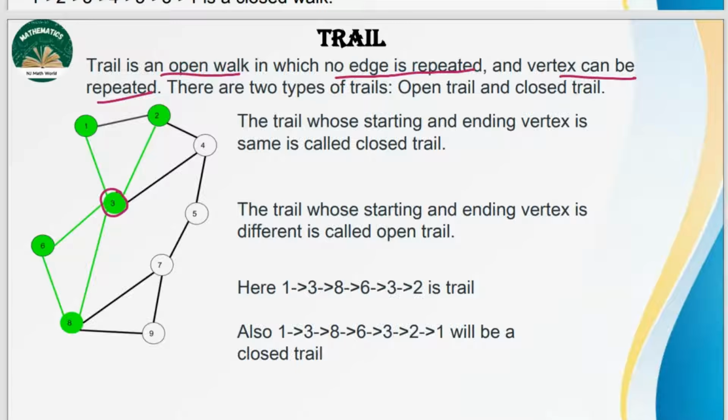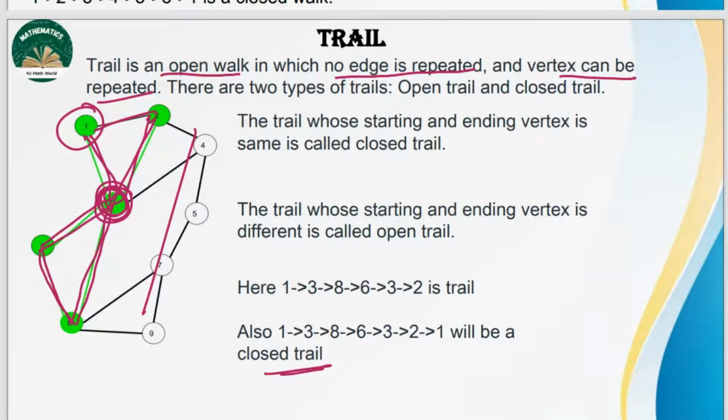For example, here it is from 1 to 3, 3 to 8, 8 to 6, 6 to 3, then 3 to 2. So here a vertex is repeating, but the edges are gone through only one time. And if we move back so that the starting and ending point is the same, it is called a closed trail.